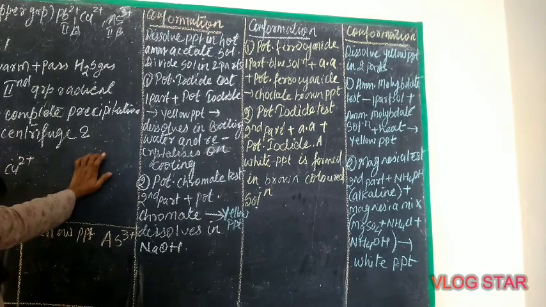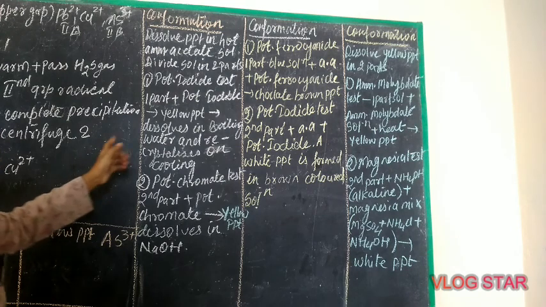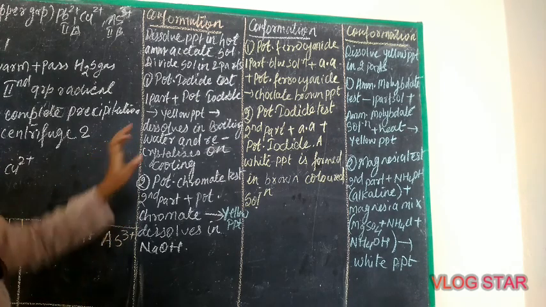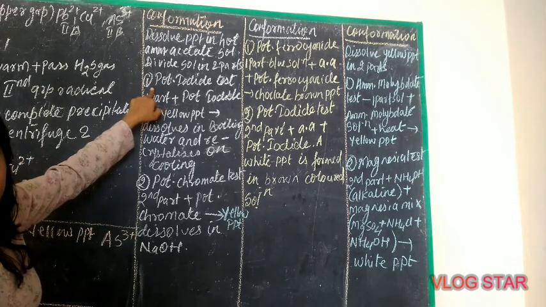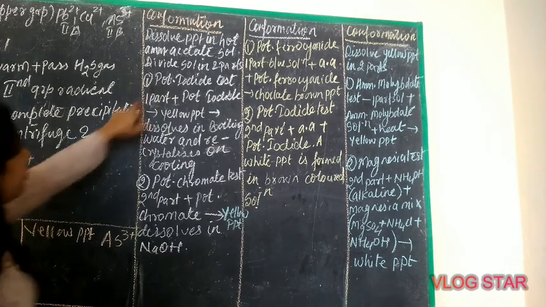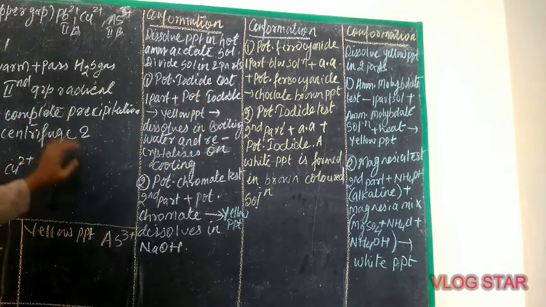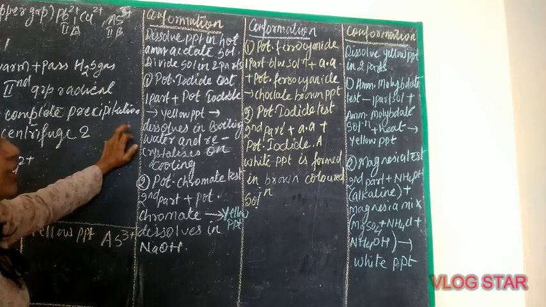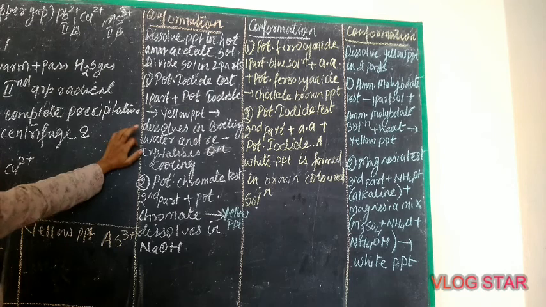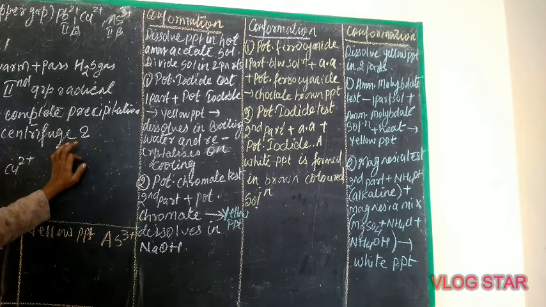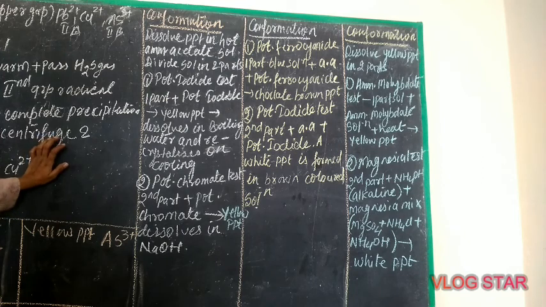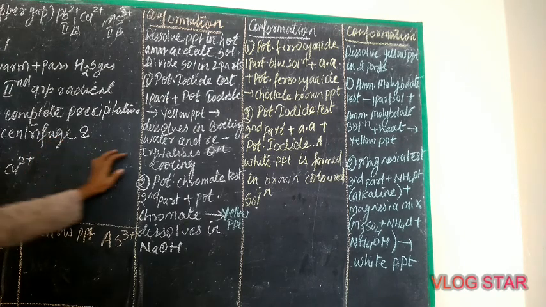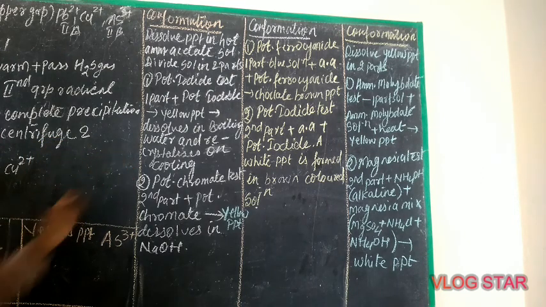To one part, add potassium iodide. Children, this is the potassium iodide test that we had already seen in the first group radical analysis. Again, we'll see. First is the potassium iodide test. To one part, add potassium iodide. Yellow PPT is obtained. This PPT dissolves in boiling water and recrystallizes on cooling.